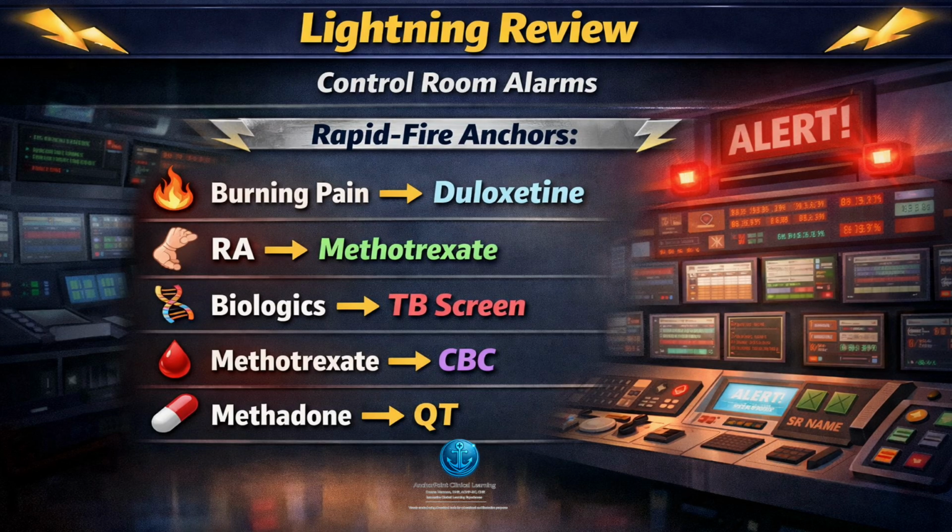Okay, let's run one quick control room check. If they're having burning pain, think duloxetine, it's nerve pain. Rheumatoid arthritis, it's autoimmune disease. Methotrexate. Biologics, always check for TB. Methotrexate, always do a follow-up CBC with every routine visit.